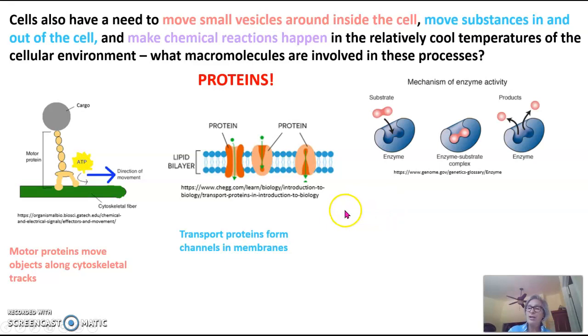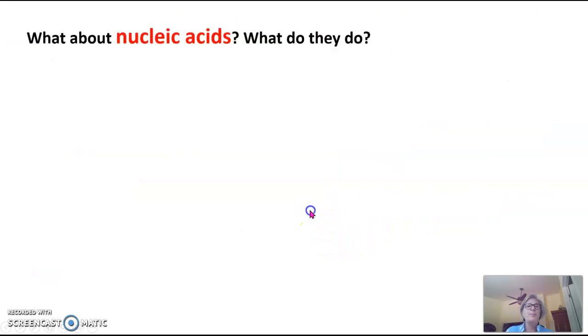And then finally, there's a special category of proteins called an enzyme. And these enzymes catalyze chemical reactions. By catalyzing, I mean make these reactions happen. The temperature of a cell is relatively cool for the chemical world, and so enzymes are needed to make these reactions happen in the relatively cool temperature environment of a cell.